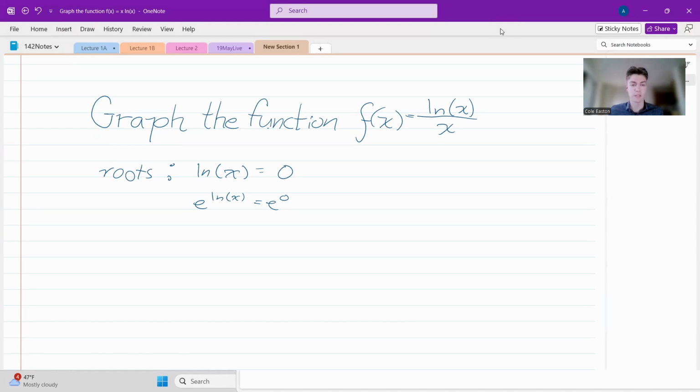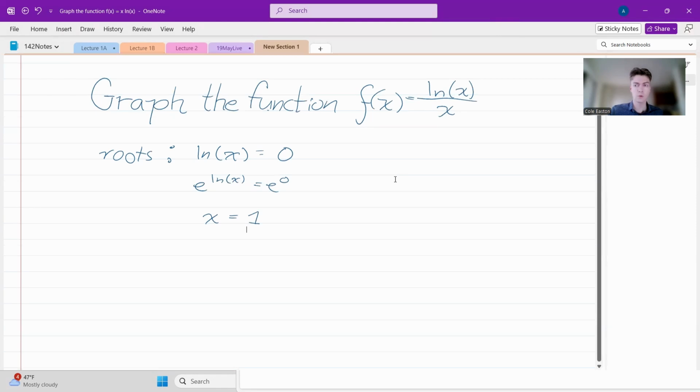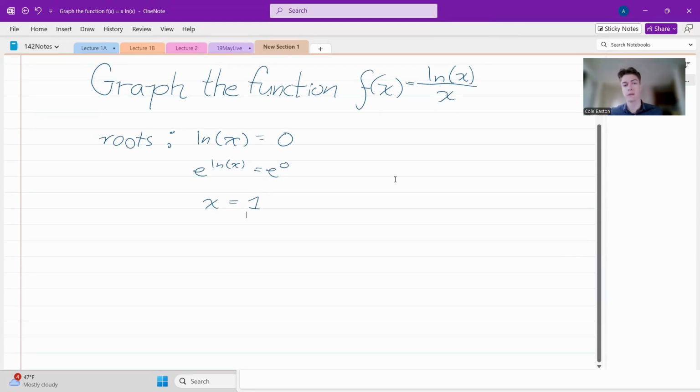So by definition, e to the ln of x is x, and anything to the 0 except 0 is 1. So we have x is 1 for our roots. Okay. And now we want to find the intervals where our function is increasing and decreasing. So we're going to start by setting the derivative of our function to 0, but let's just find our derivative.